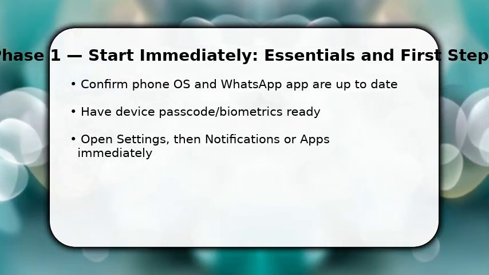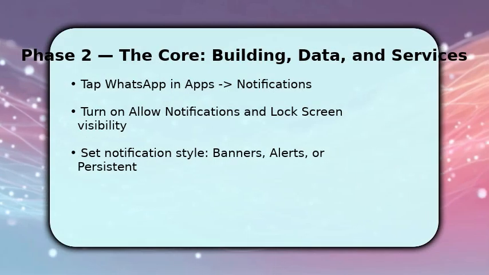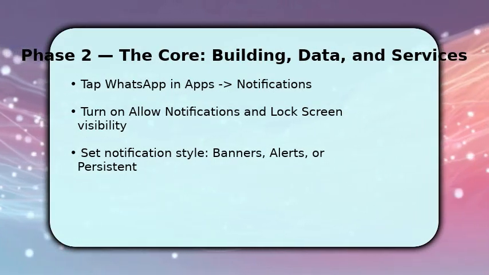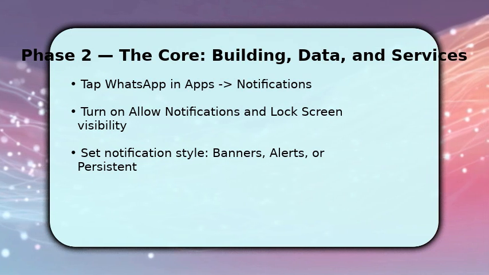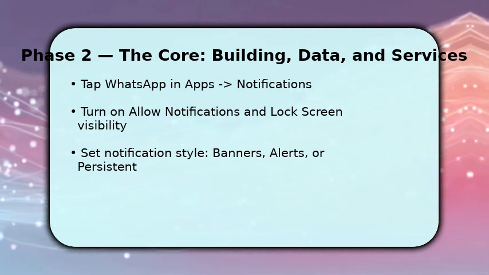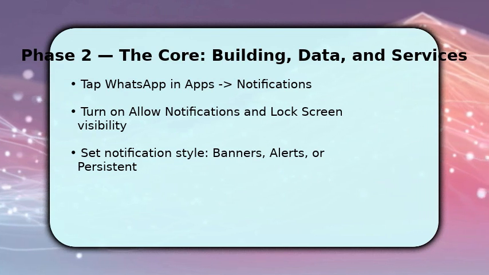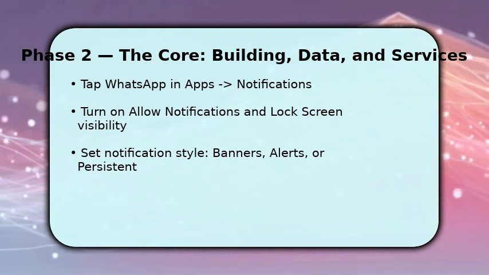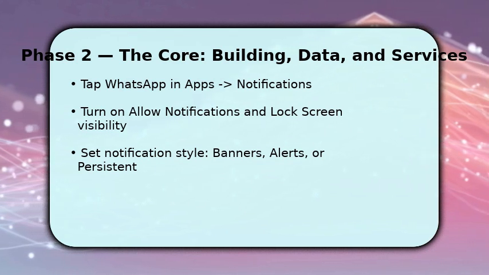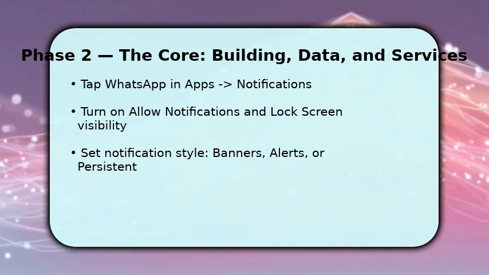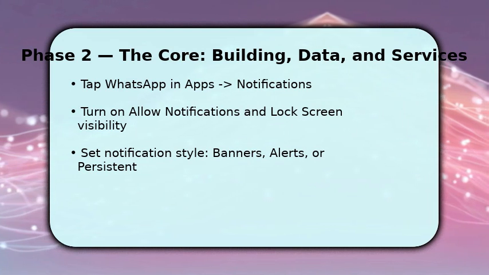You must enable Allow Notifications and specifically allow Show on Lock Screen or Lock Screen Visibility. That control dictates whether previews appear when your phone is locked. Next, set the notification style, banners or alerts for iOS or importance level high for Android, and enable sound if desired. Once configured, check message previews or notifications.